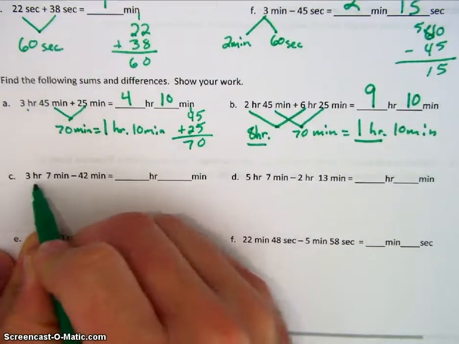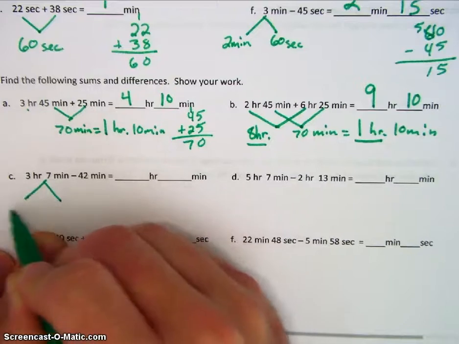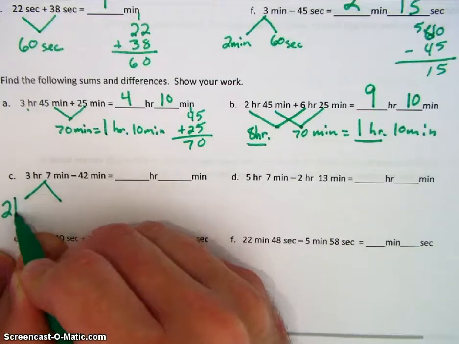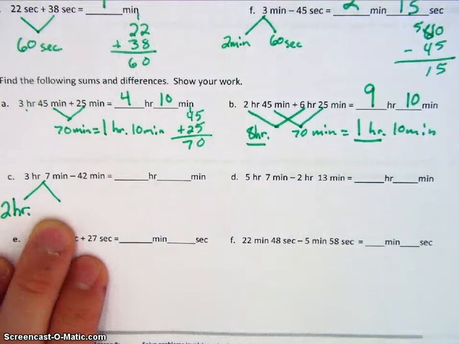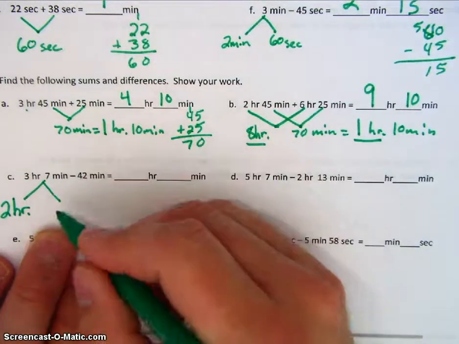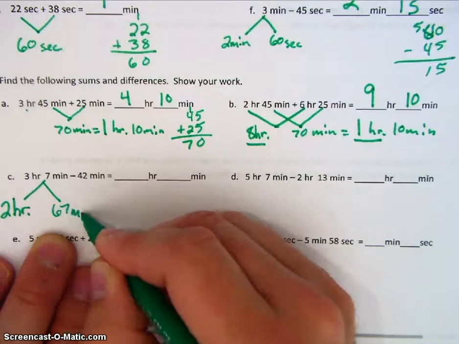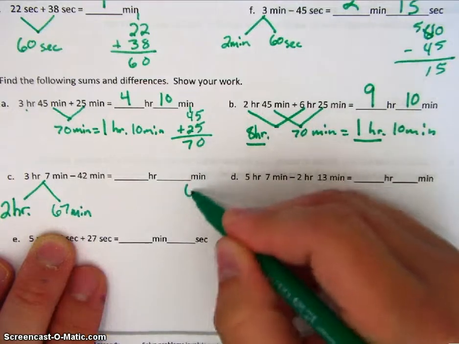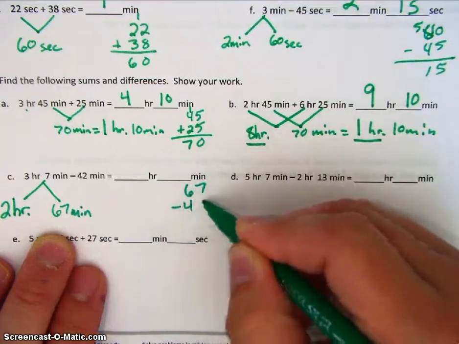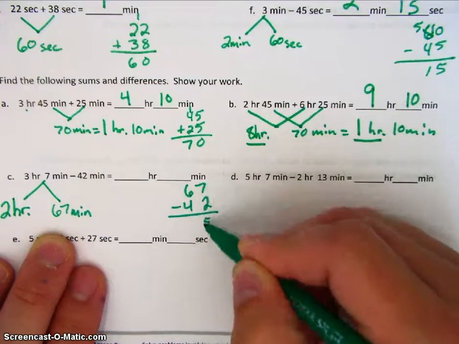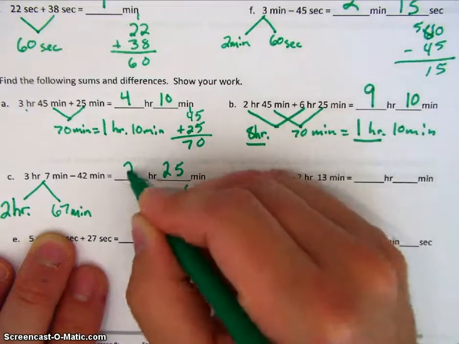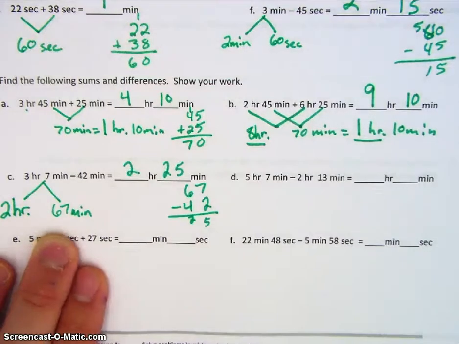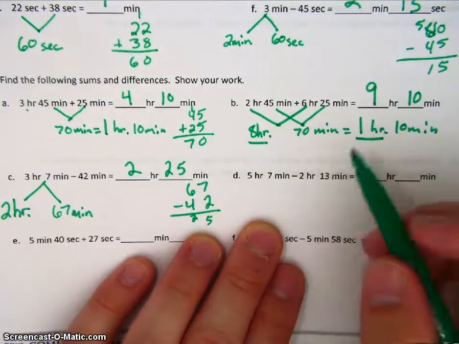So again, now we're subtracting. Okay, so we're going to turn our 3 hours and 7 minutes into 2 hours. We know that there's 60 minutes in an hour, so we're going to take that 60 plus the 7, and we have 67 minutes. Okay, so we can do 67 minus 42. Okay, we have 25 minutes left and 2 hours. Okay. All right, moving on to our next one here.